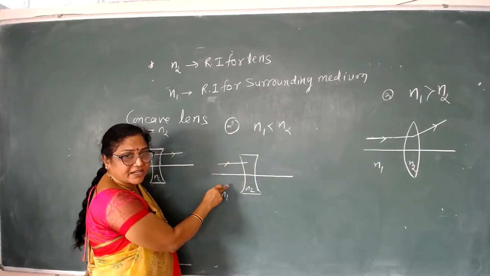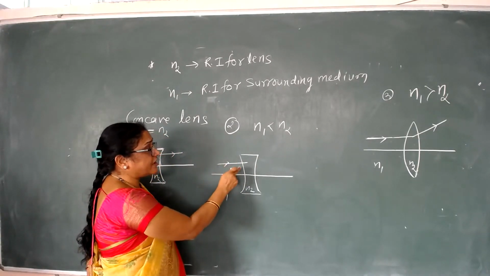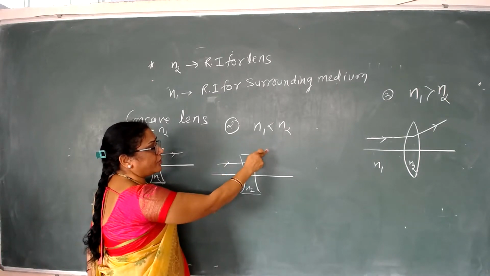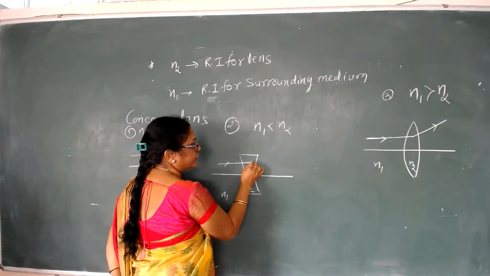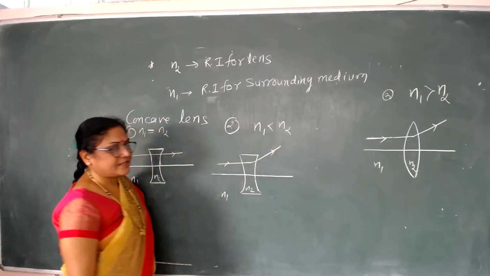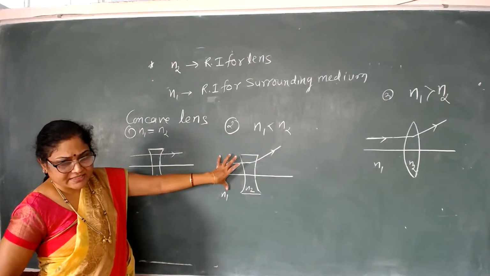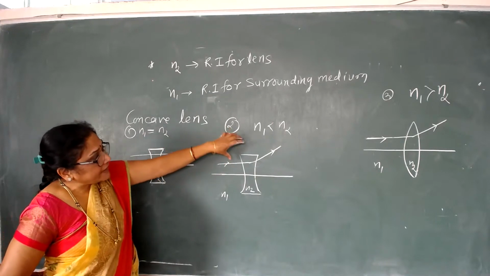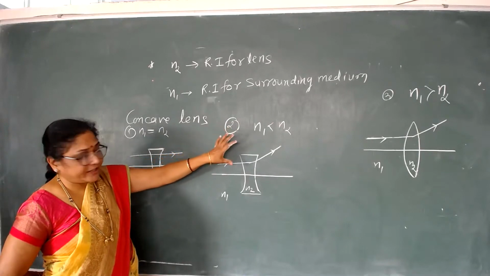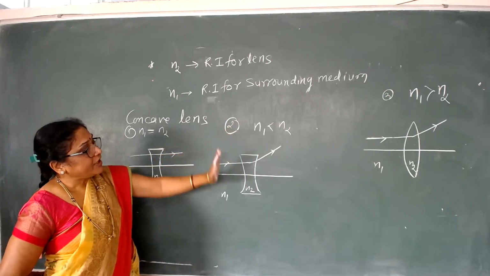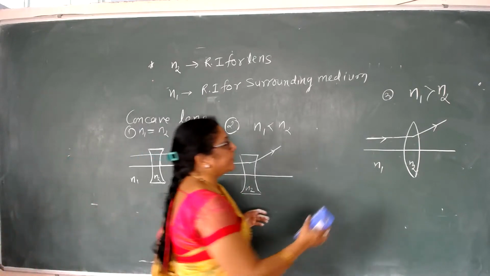concave means divergent lens. Divergent means when the ray of light is incident on the concave lens, it will move away from the principal axis. So at that time the ray of light is propagated away. And this works as an actual concave lens. This is a ray diagram. So when the concave lens is placed in a surrounding medium whose refractive index is less, at that time it will work as a concave lens.